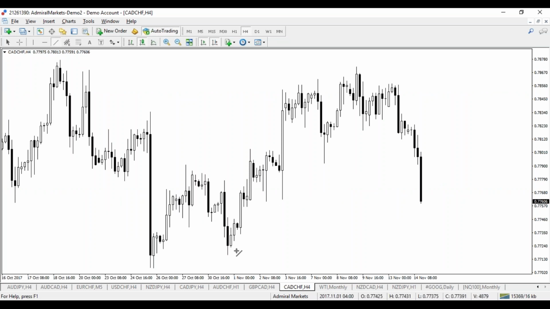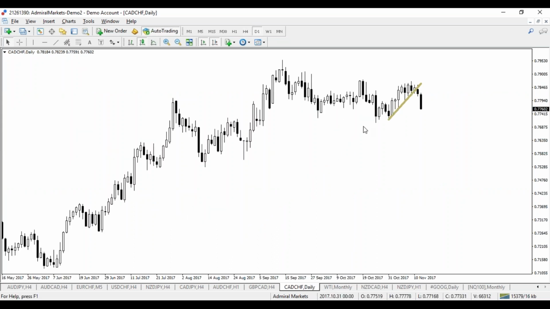I was thinking about this CHF pair, Swissy, for instance. This was a good breakout trend line, good breakout candle. I'm not a big fan of the Swissy, one of the reasons why I sometimes just avoid the trade. I'm not a really big fan of Swissy, but this was good.